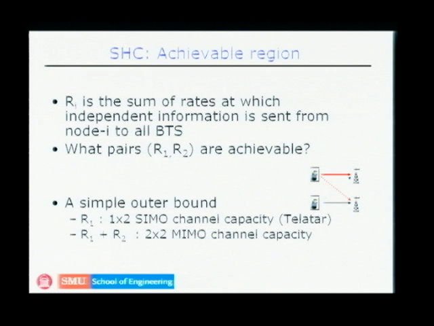A simple outer bound: for R1 you can do a 1x2 MIMO, and for R1 plus R2 it is a 2x2 system. These are outer bounds, so you can never do better than this. Feel free to stop me, I'm rushing through the slides here.